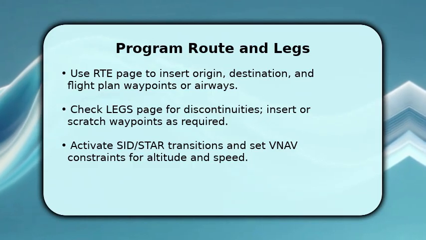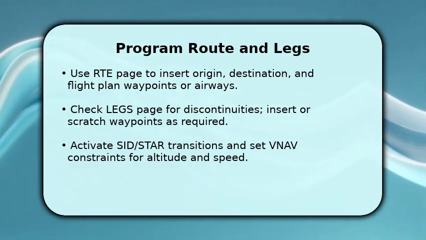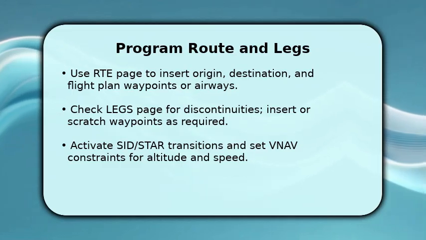Once the route is entered, go to the LEGS page and scan for discontinuities. If you see DISCONT, insert the missing waypoint or scratch the incorrect leg.